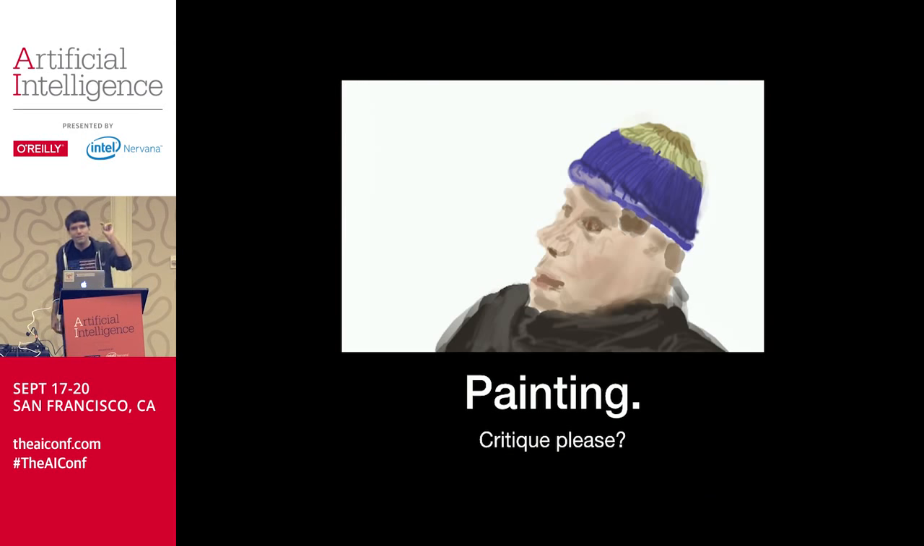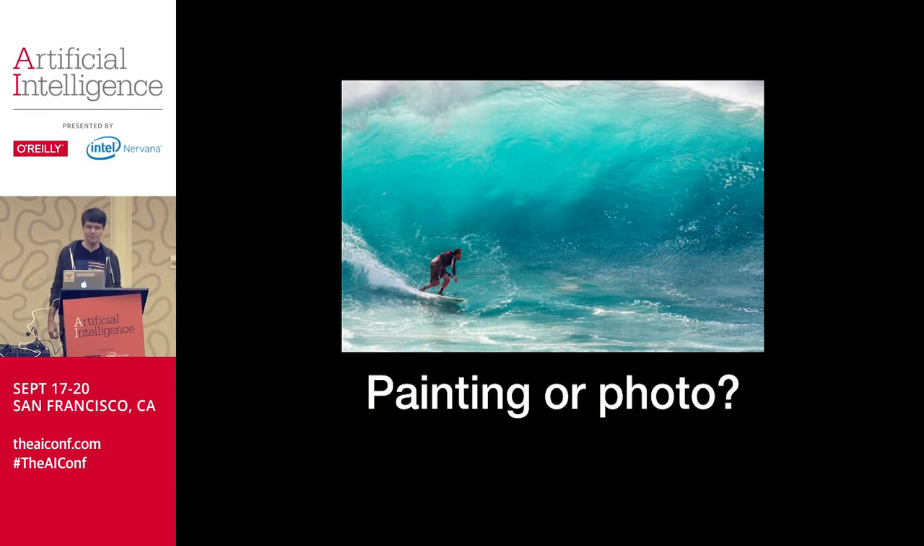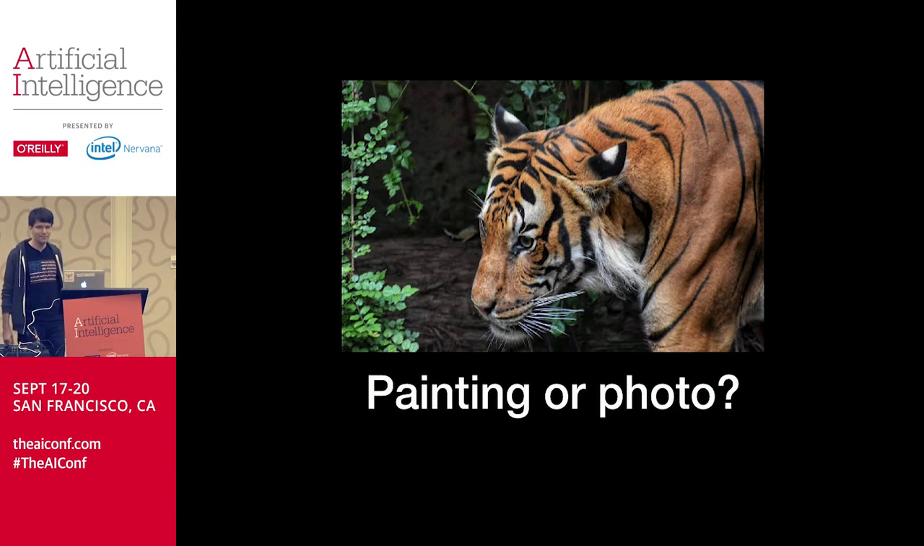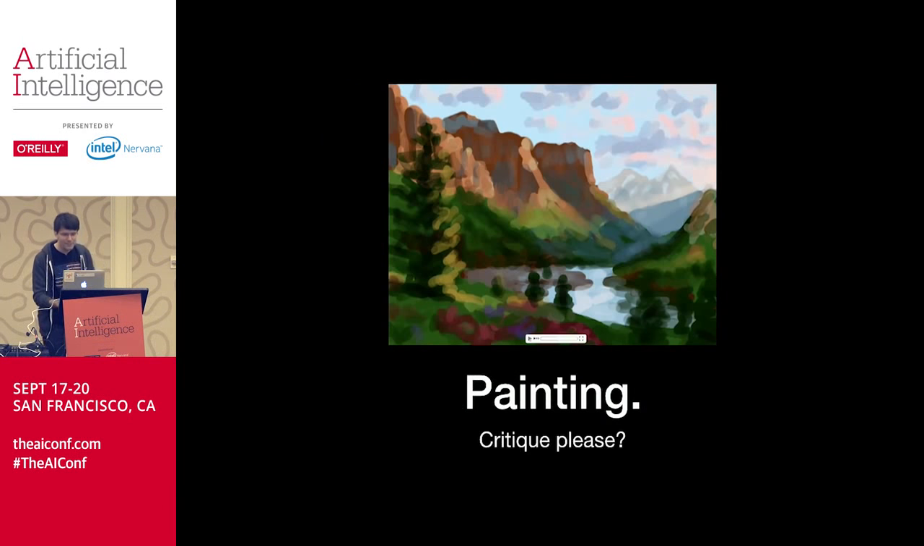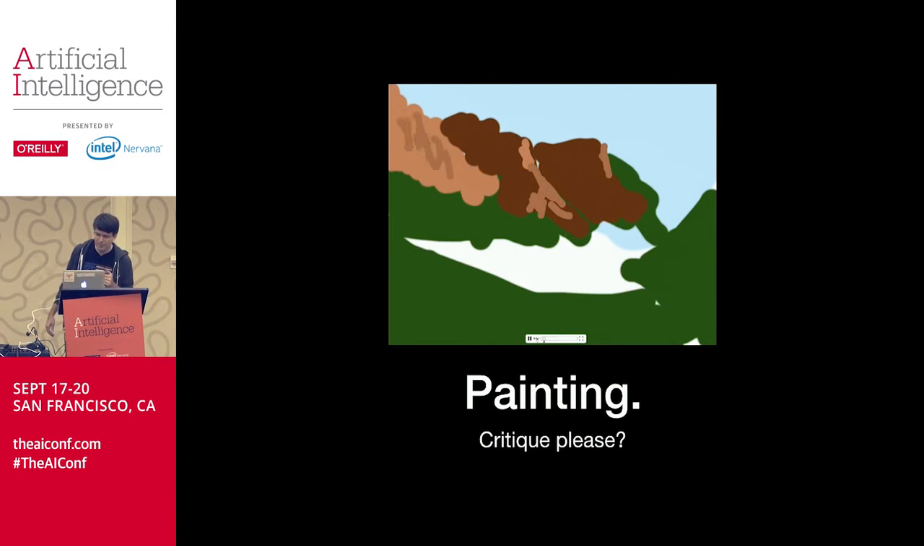Okay? So no background. I promise you, the next thing that I paint, and I'm pretending to paint these in real time here, the next thing that I paint will have a background. Okay, so let's continue on with the GAN game. Painting or photo? Photo, correct. Painting or photo? Correct again. Painting or photo? Painting, oh, you got it right. You are correct. This is a painting.